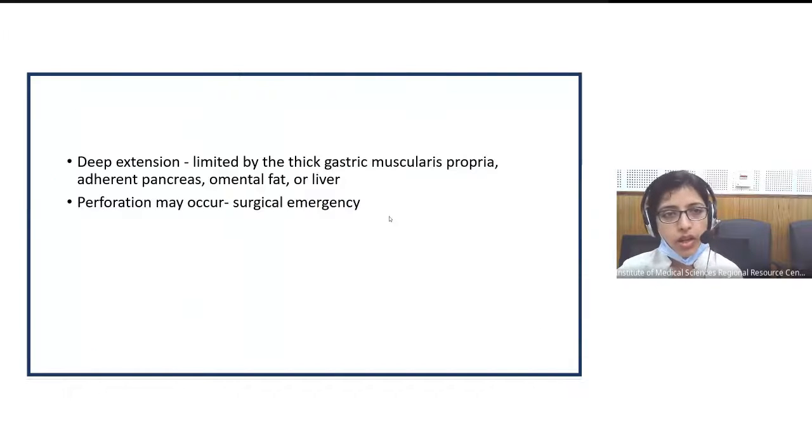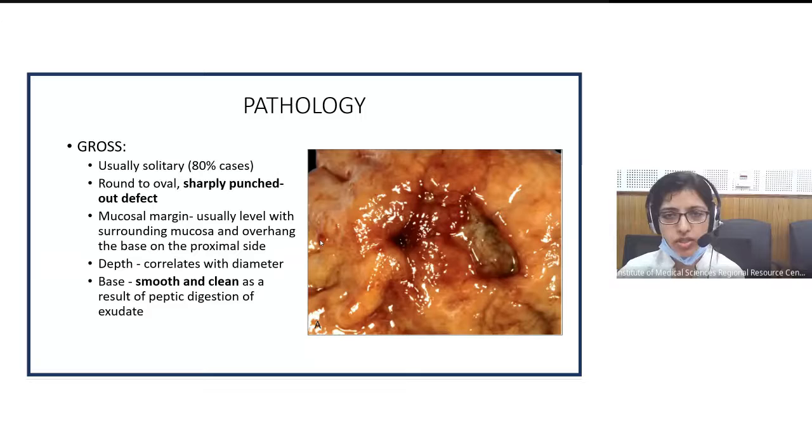and this is an ulcer. Deep extension of these ulcers is usually limited by the thick muscularis layer, also by the adherent pancreas, omental fat, and liver. And perforation, though very rare, can occur, and then it constitutes a surgical emergency.